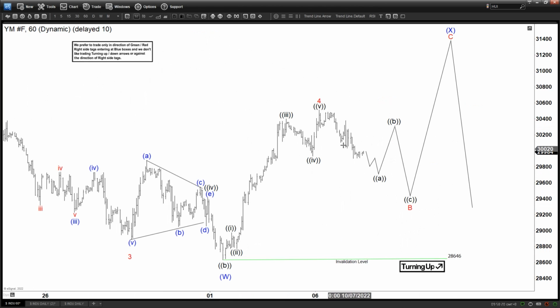Now in the shorter cycle, it has even more alternates. For example, I could place 3 4 here, I could place 5 here, and instead of A here, I could call A here, and then that means I could have an expanded flat here, which means we might see a little bit more downside and finish the B immediately and then go up immediately.